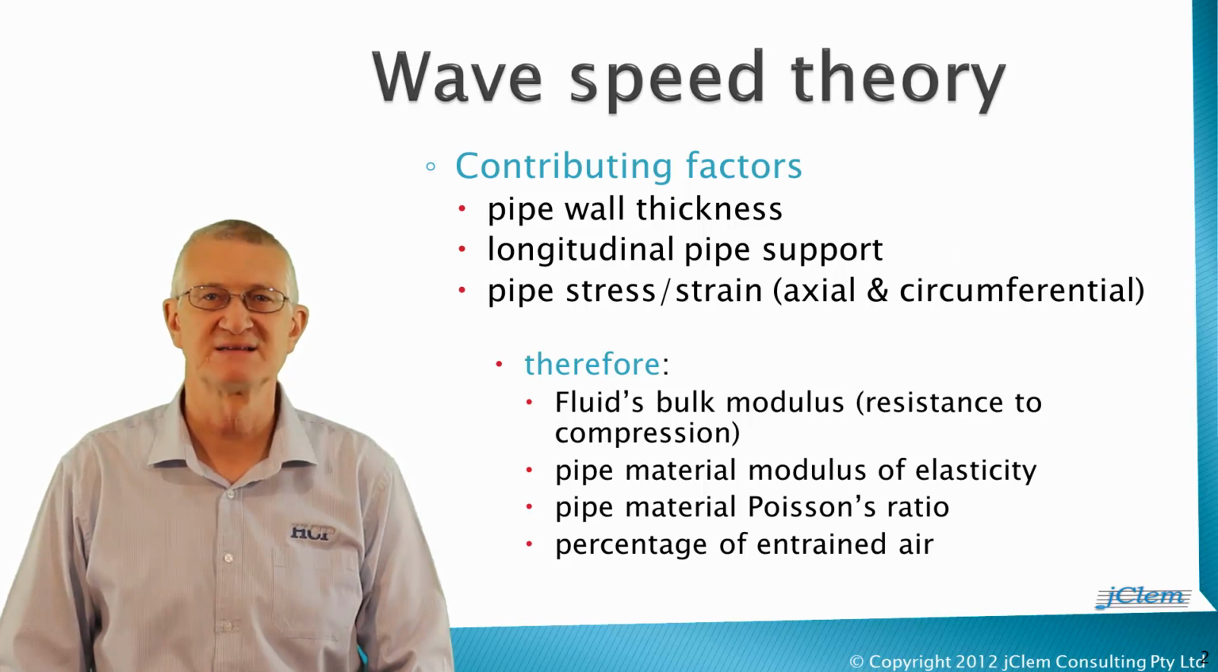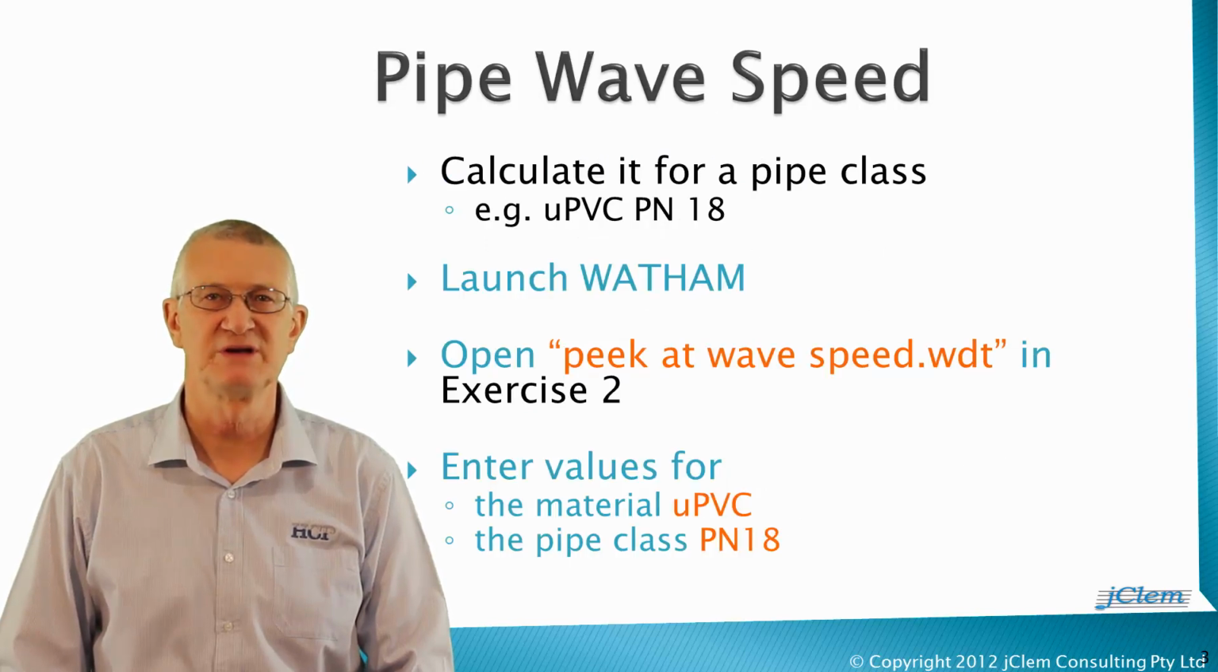We're about to do an exercise using WATHAM, which applies these formulae. WATHAM versions 11 and above do these calculations for you. This lesson will show you how to make that happen. After watching this video, I need you to launch WATHAM using the shortcut on your desktop, do a file open, browse to the folder called Exercise 2 on your USB memory stick, open the model labeled peak at wavespeed.wdt. That model uses data for unplasticized PVC pipes, pressure class PN18.